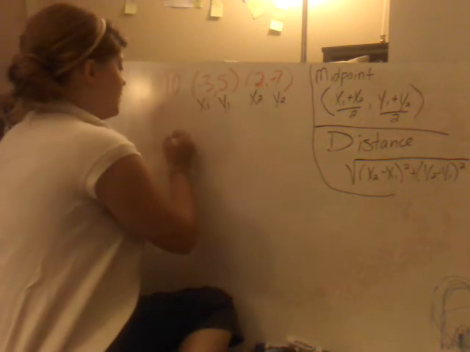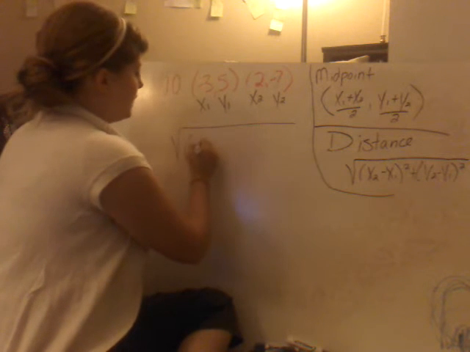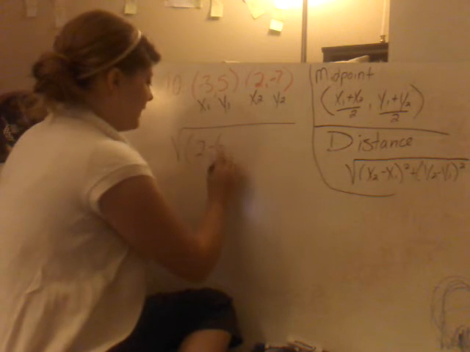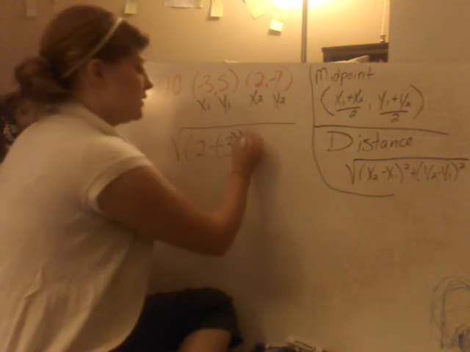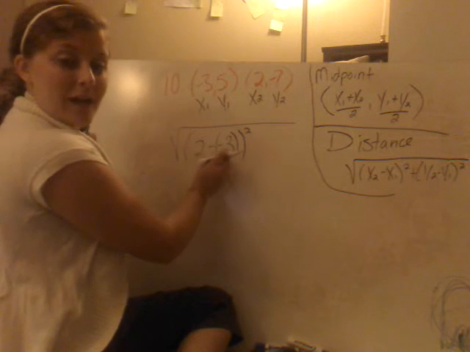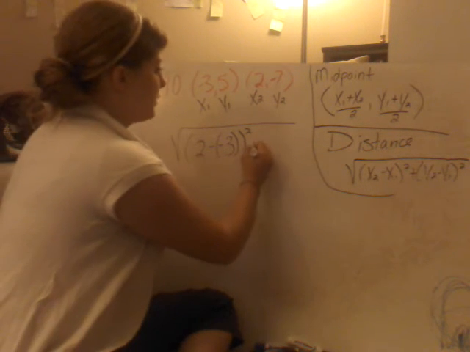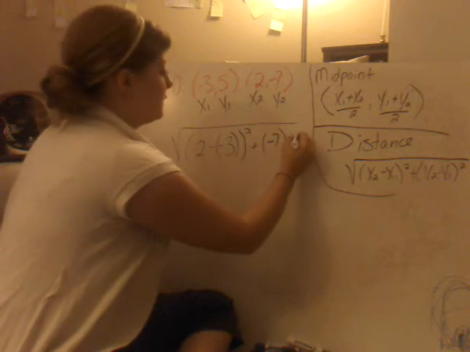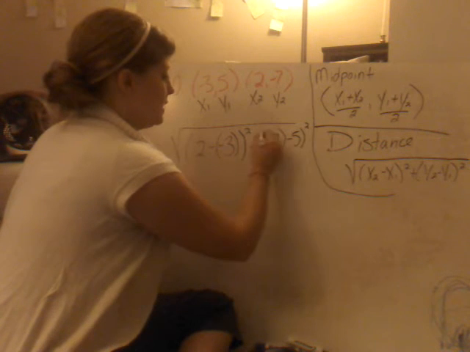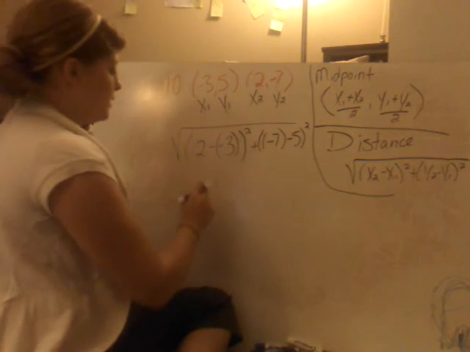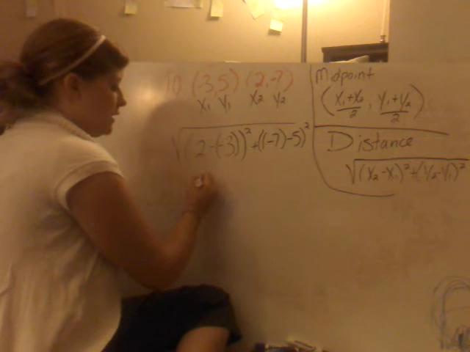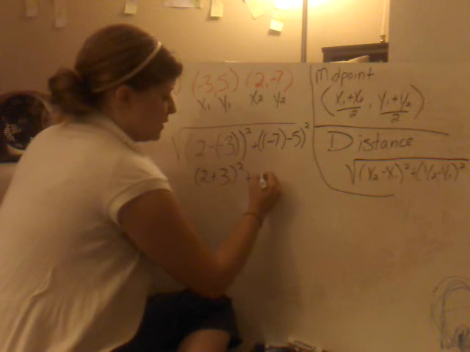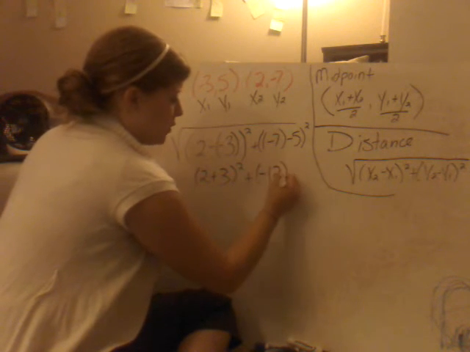Alright, last thing, distance formula. Here we go. X2 minus x1, so negative 2 minus a negative 3. Quantity squared. Remember, quantity squared. We're not just squaring this individual number. Plus negative 7 minus 5 quantity squared. Okay, so negative times a negative. This becomes 2 plus 3 quantity squared plus negative 12 quantity squared.